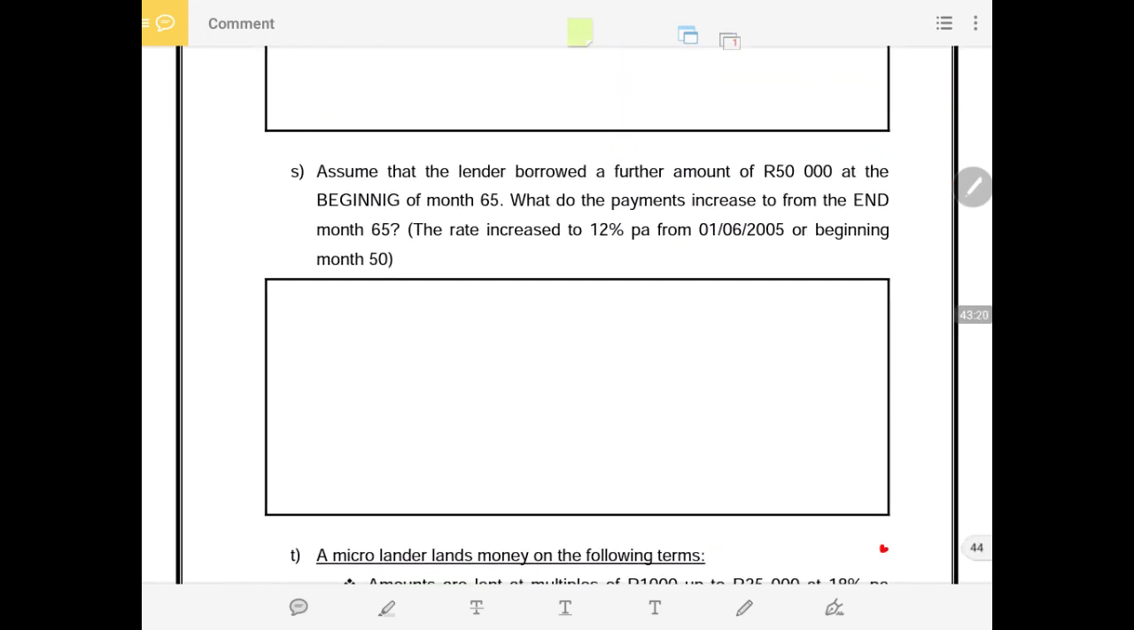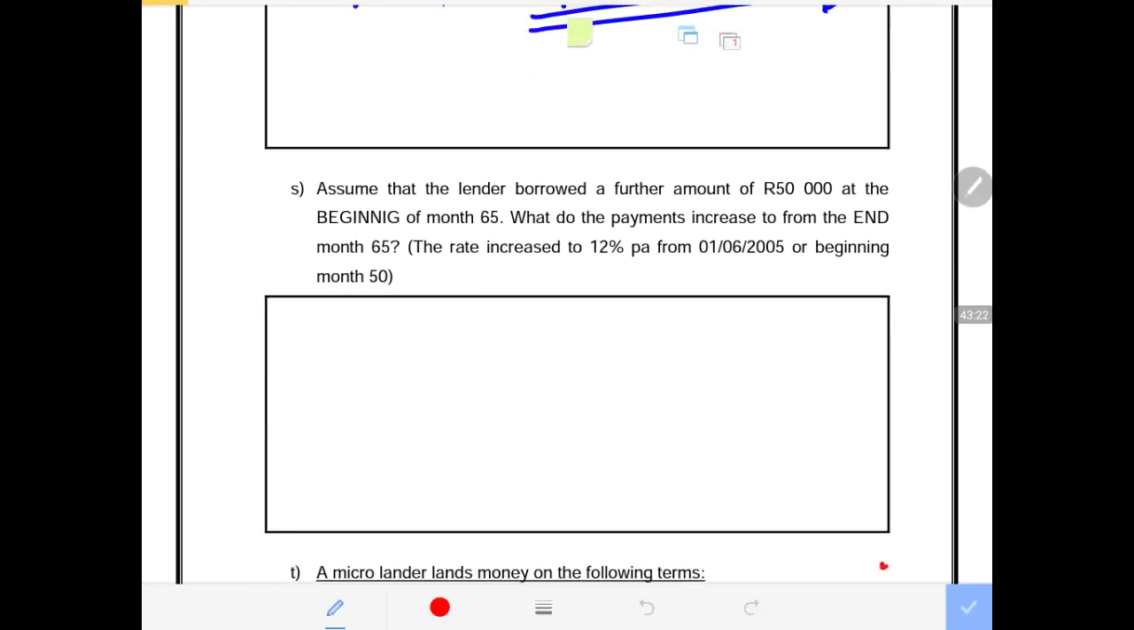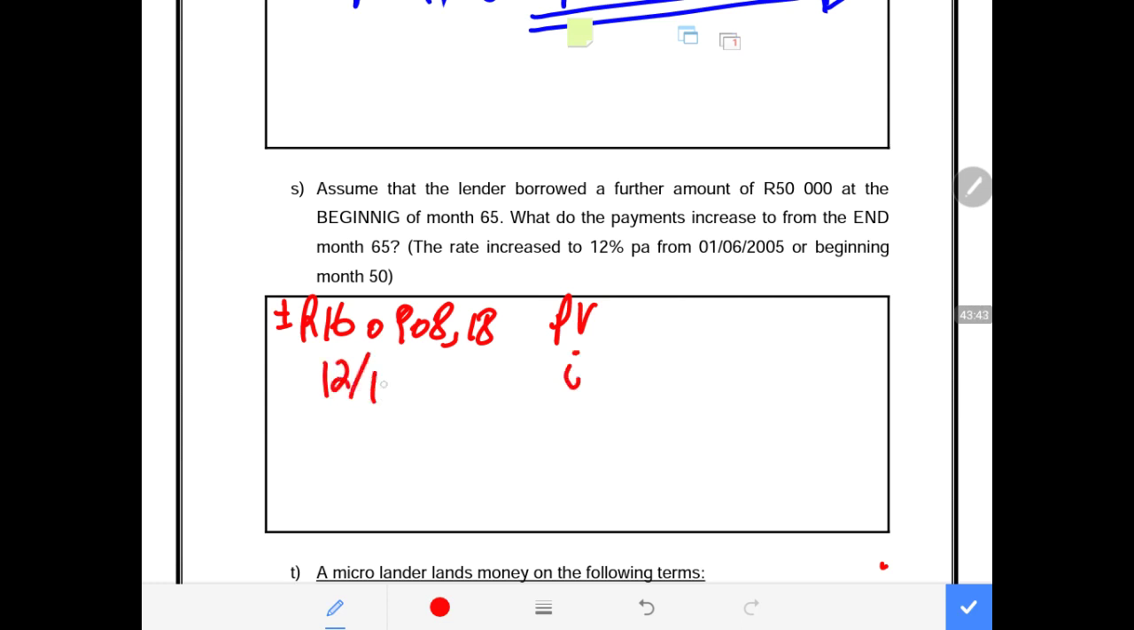Then we'll have plus minus 160. It was 160,908.18. This was our present value. Remember, this was the present value at the change in the interest rate, when the interest rate was changed to 12%.